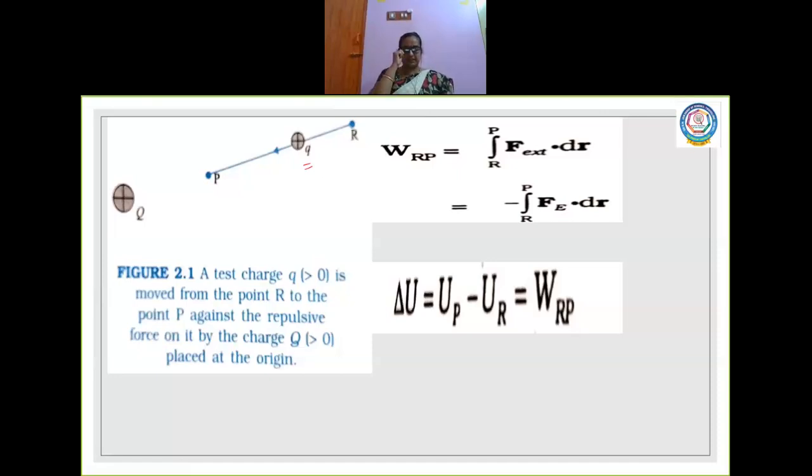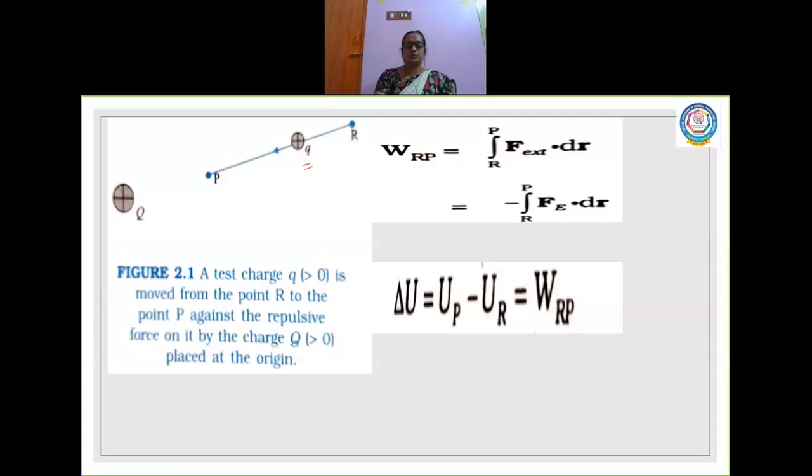Now potential difference, before we go on to that, let me have the equation. Now what is this equation here? WRP. What is this WRP? Now it is the work done to move a charge from R to P. Now that is equal to F external dot dr. Work formula is force into distance, right? So force into distance. Now that is equal to minus Fe dot dr, which is the negative of the electric force.